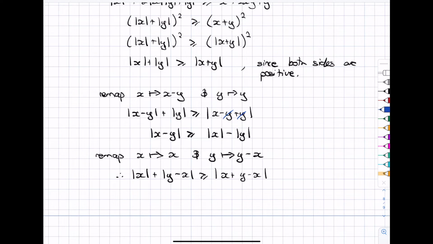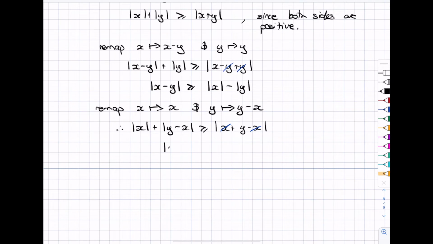And so here we see that x minus x cancels. My right-hand side is just the absolute value of y, and I'm going to bring this absolute value of x over to this side. And so I'll get the absolute value of y minus x is greater than or equal to the absolute value of y minus the absolute value of x. And I'm just going to factor out a negative 1 from y minus x to get the absolute value of x minus y is greater than or equal to the absolute value of y minus the absolute value of x.